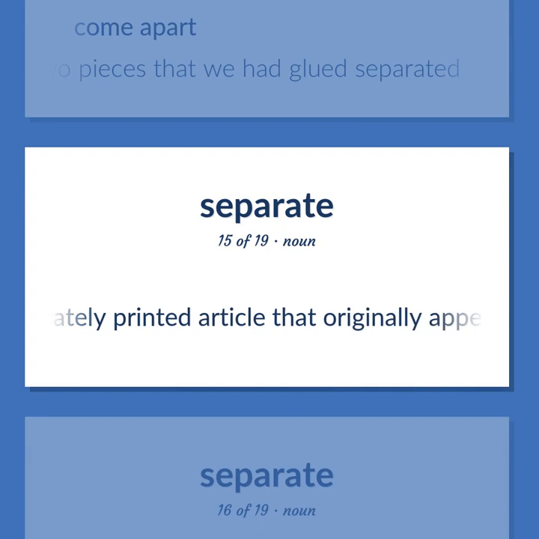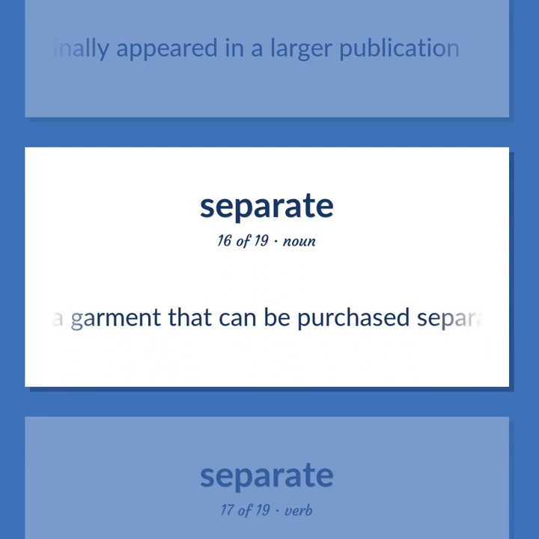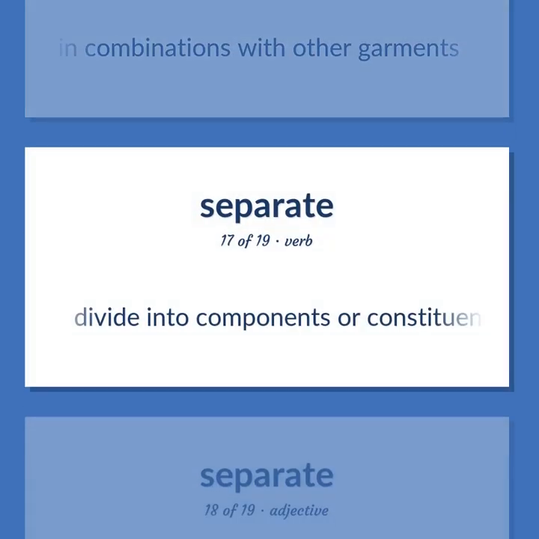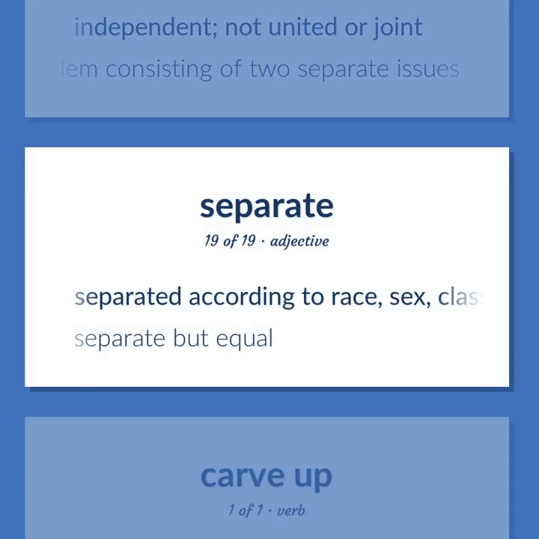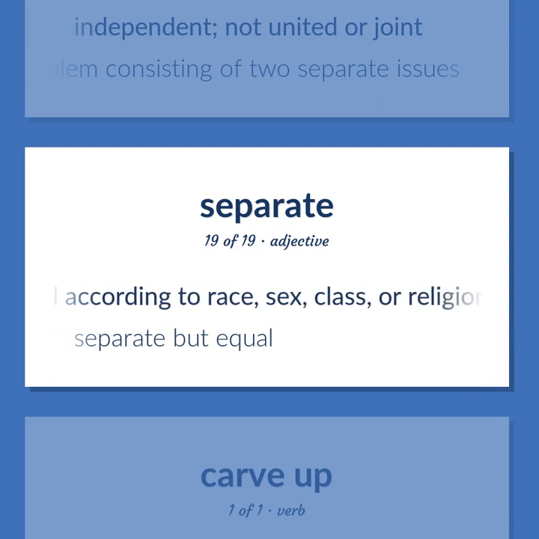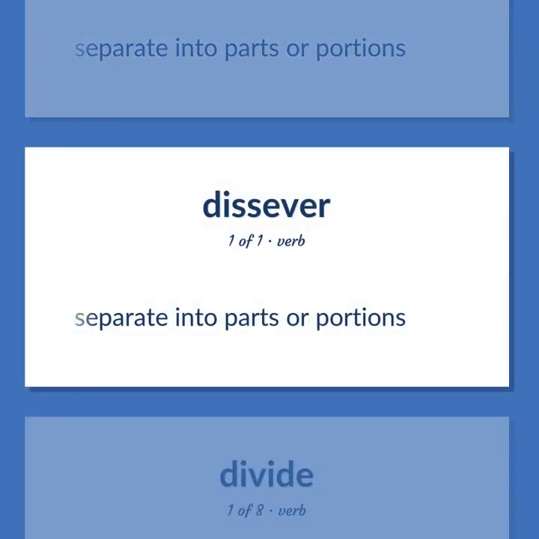A separately printed article that originally appeared in a larger publication. A garment that can be purchased separately and worn in combinations with other garments. Divide into components or constituents. Independent, not united or joint. A problem consisting of two separate issues. Separated according to race, sex, class, or religion. Separate but equal. Separate into parts or portions.